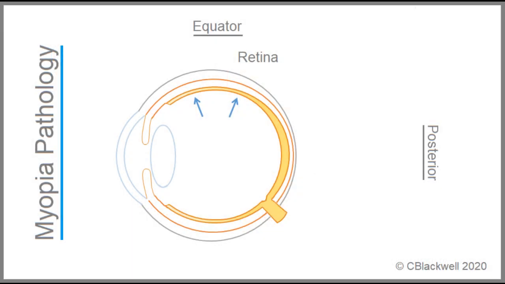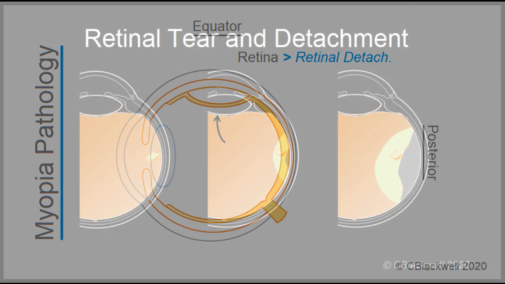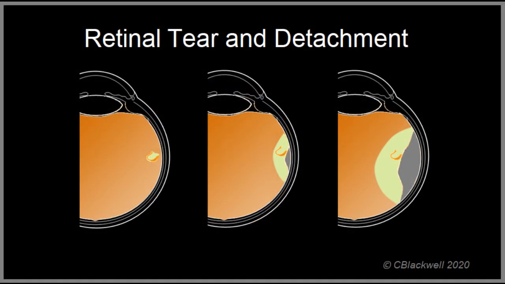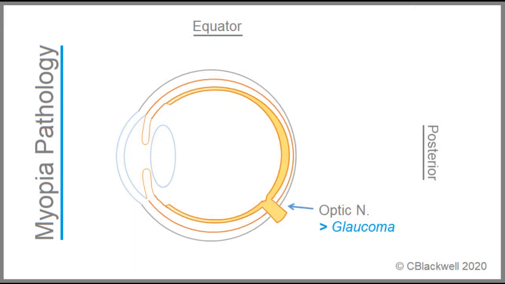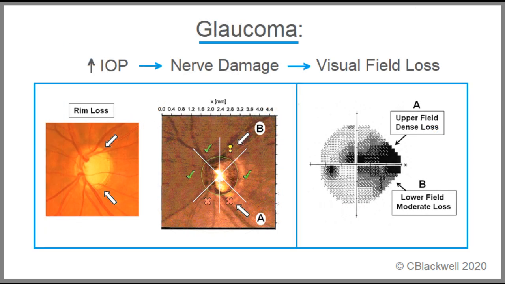The retina, on the other hand, has normal thickness in the back of the eye, but is thin at the equator. This peripheral thinning increases the chance of retinal tear and detachment, which looks something like this. Lastly, the optic nerve is a bundle of nerve fibers that carries information from the retina to the brain. If the pressure within the eye becomes elevated, that can damage the optic nerve, causing loss of visual field. That's what glaucoma is.